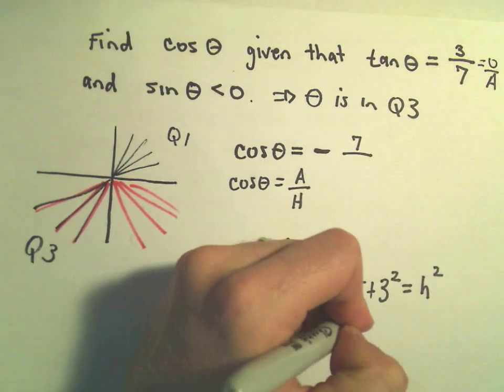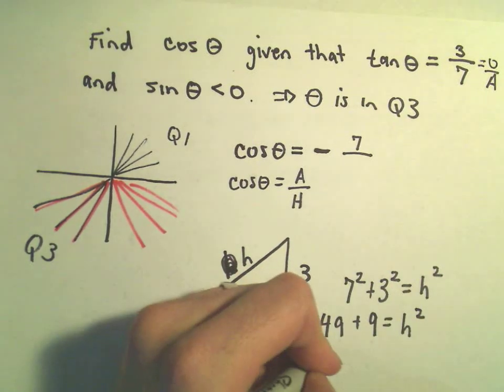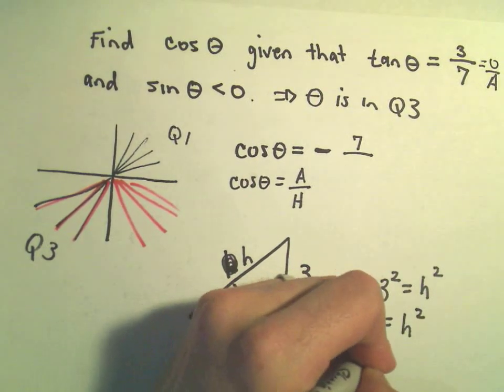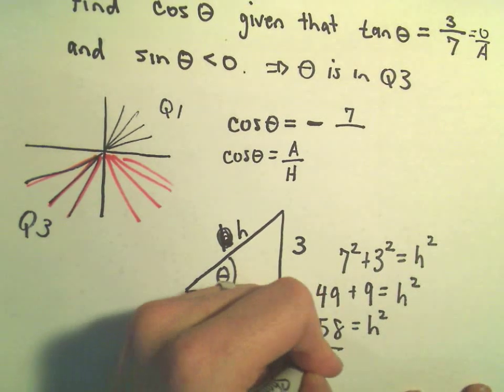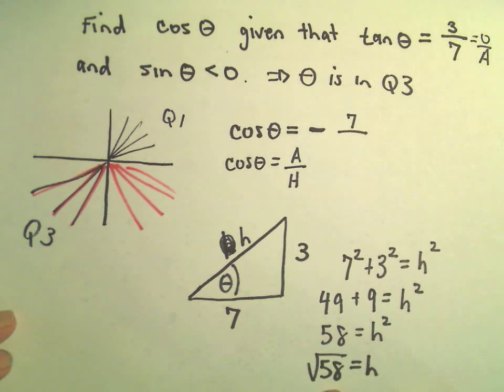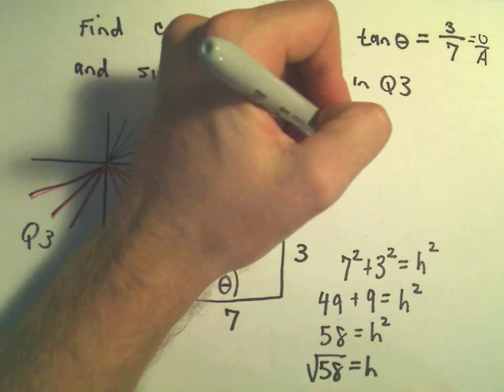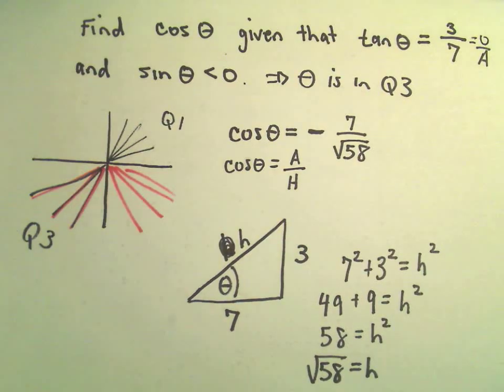Well, that's 49 plus 9, that's going to be h squared. So that's going to give us 58 equals h squared. So if we take the square root of both sides, again, discarding the negative solution, we'll get that h equals the square root of 58. So that's simply what we can plug into the denominator.